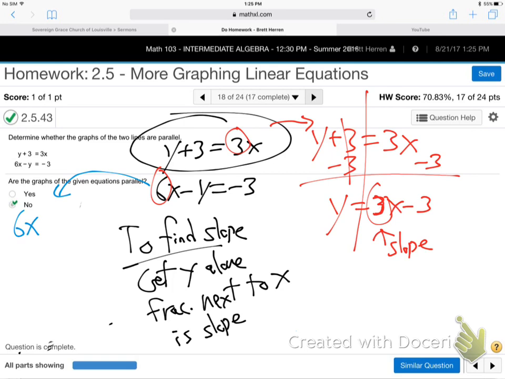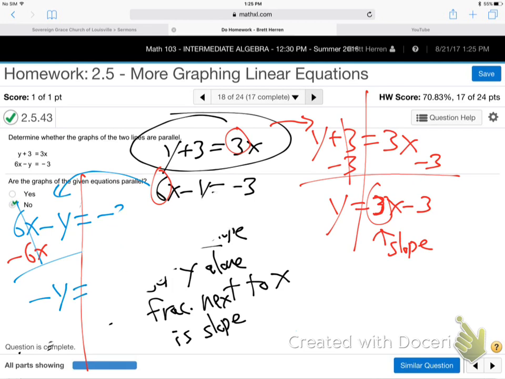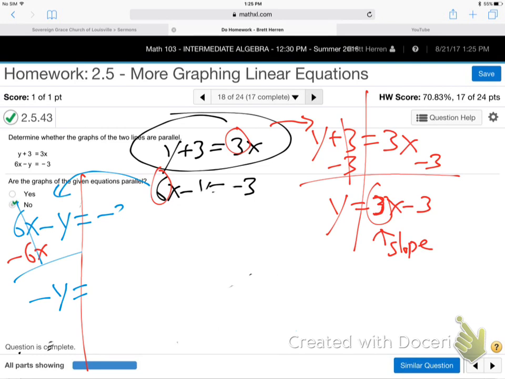I've got to get that y alone. So 6x minus y is negative 3. To get y alone, I'm going to subtract 6x. There's the equal sign, the wall, right? Subtract 6x from both sides, and what do we got? These are gone. Minus y is minus 6x minus 3. I'm running out of room.